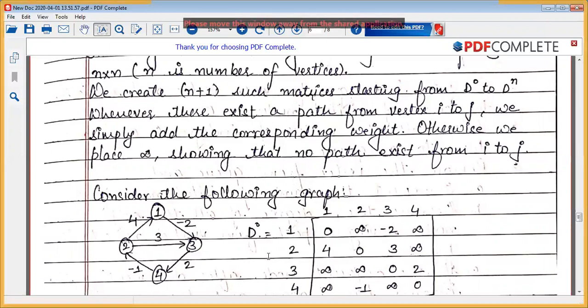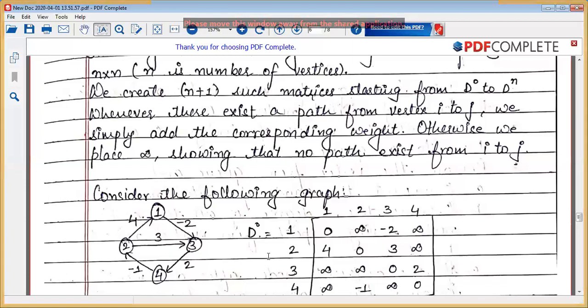Now you identify the weight from 1 to 2. So this is a directed graph, right? We have an edge from 2 to 1, but there is no edge from 1 to 2. So if there is no path from 1 to 2, we simply write down infinity. So there is no direct edge. Therefore, the path from 1 to 2 is infinity.